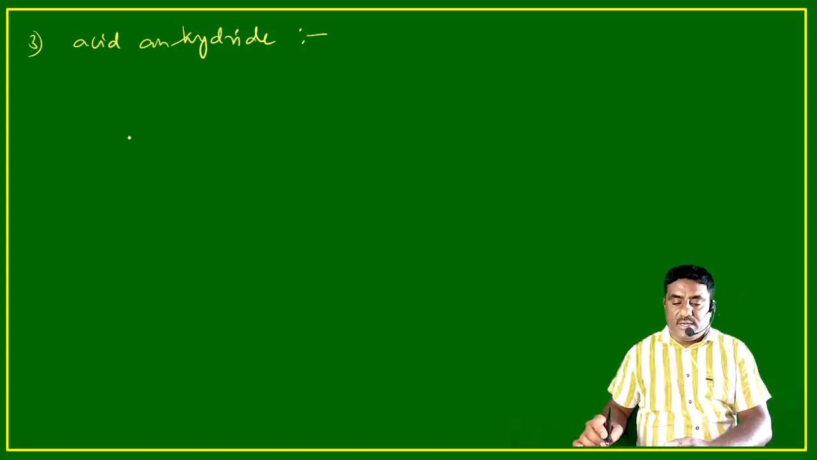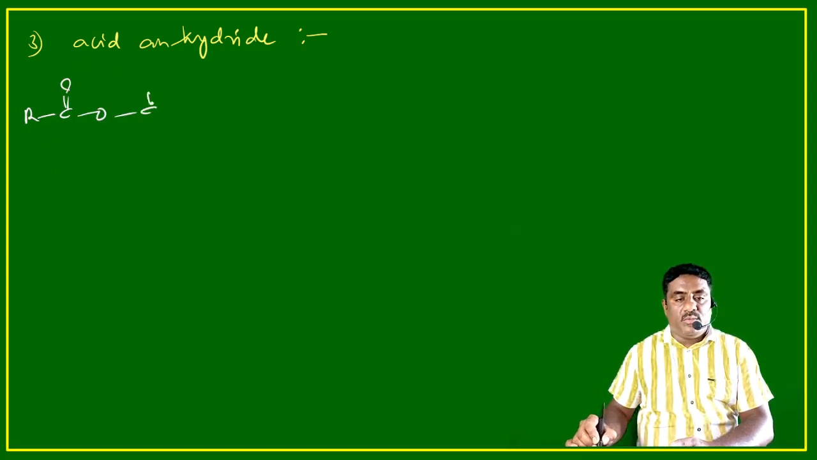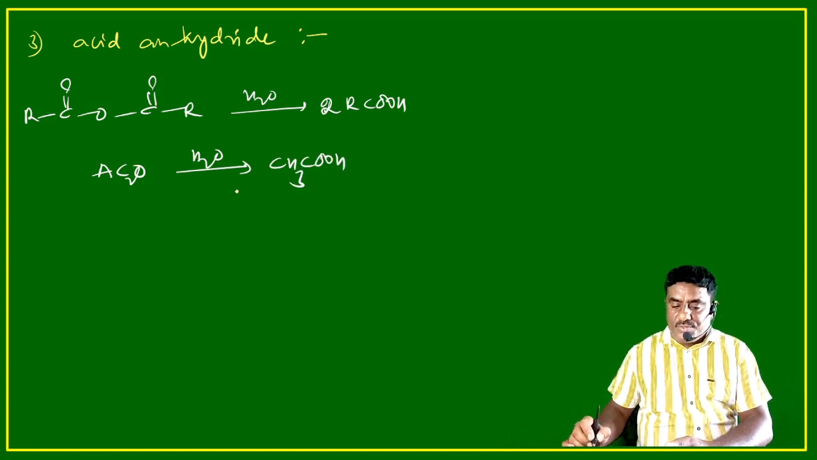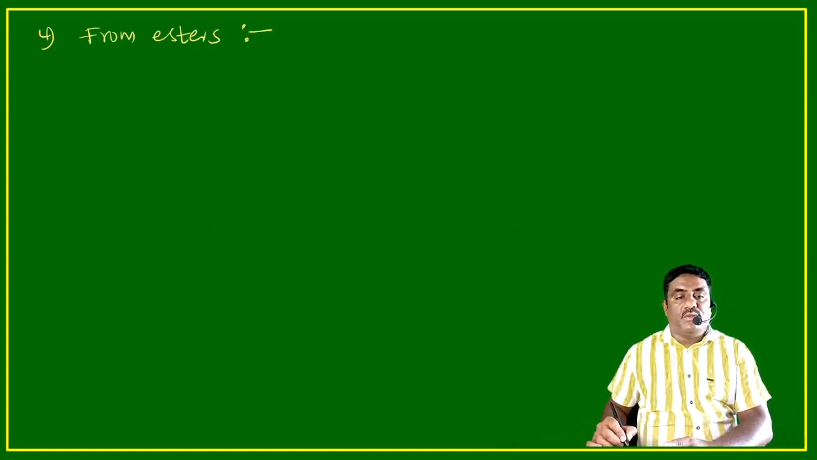Have a look for acid anhydride. From acid anhydride, R C double bond O, C double bond O, that is an anhydride, in presence of H2O, it gives carboxylic acid or COOH. If acetic anhydride in presence of H2O, it gives acetic acid, CH3COOH.